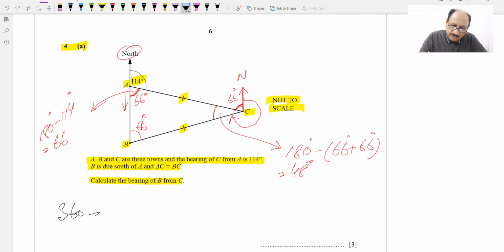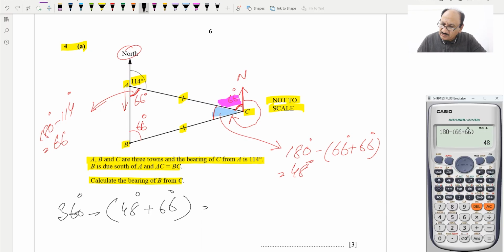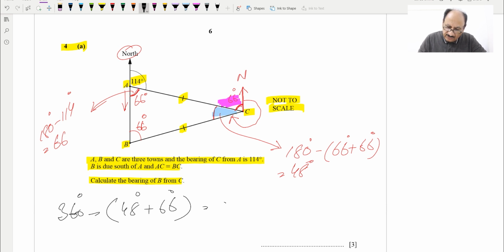We will be subtracting one angle, this one, and the second angle, this one, and we will get the answer. So one angle is 48 and the other angle is 66. These two angles we will subtract and we'll get the answer: 360 minus bracket 48 plus 66 bracket close, and this is giving us 246 degrees. 246 degrees will be our final answer for 3 marks.